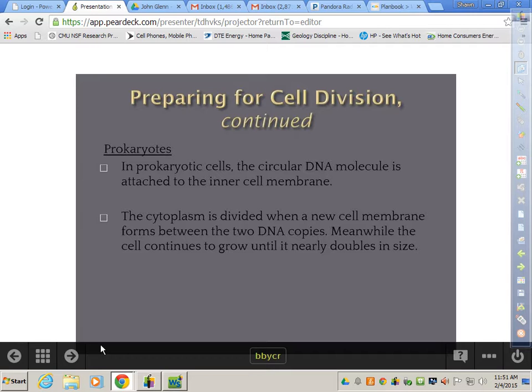Prokaryotes, we're talking about bacteria, have different DNA. They have that circular DNA, and it's attached to the inner cell membrane. And the cytoplasm is divided when the new cell membrane forms between the two DNA copies. Meanwhile, the cell continues to grow until it doubles in size. Why would it have to double in size? Because it's going to split in two, right? Why would you split in two? Because your surface area to volume ratio gets too small, because you got too big.